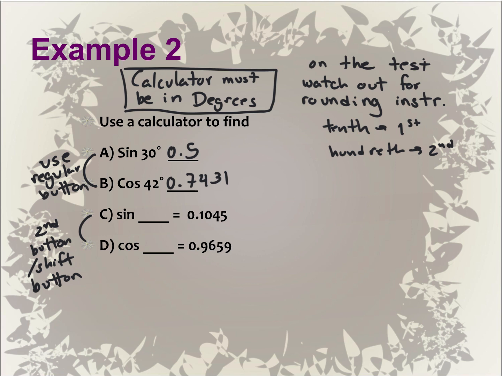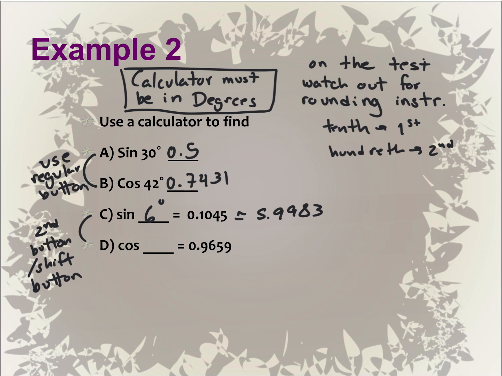So now to find the angle of 0.1045, we're going to do second or the shift button, sine 0.1045. And it's going to give me 6 degrees. For the angles, unless specified, try to round to the nearest whole degree. This one is approximately 5.9983. So this one's really close to 6, so I just go ahead and round it to 6.